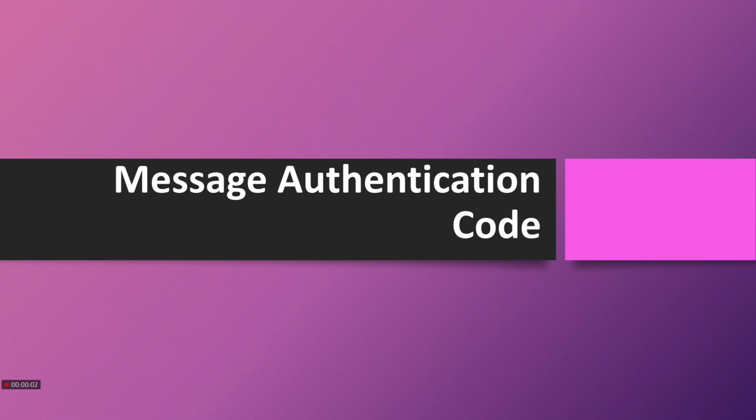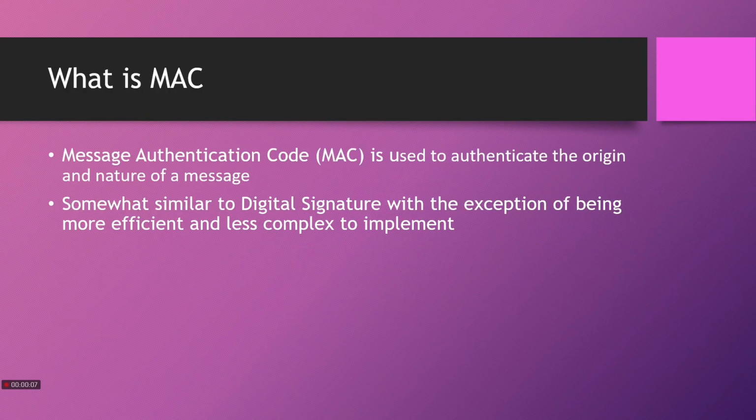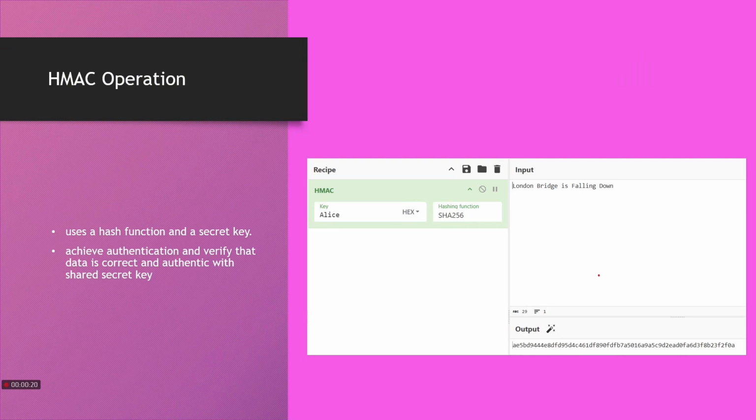Okay, now we move on to a general understanding of MAC and showing some live demonstration. So what is MAC? MAC, or Message Authentication Code, is used to authenticate the origin and nature of a message. It is somewhat similar to a digital signature with the exception of being more efficient and less complex to implement. HMAC is a category of MAC that uses a hash function and a secret key. It achieves authentication and verifies that the data is correct and authentic with a shared secret key.